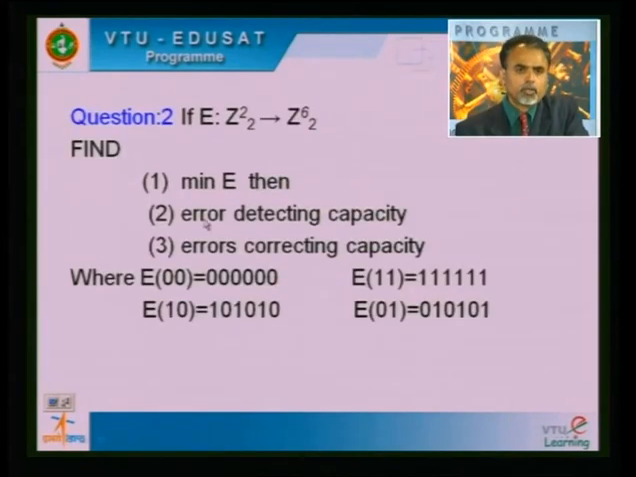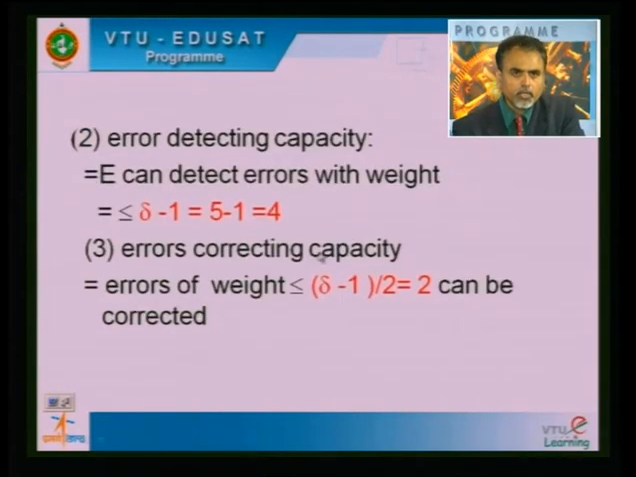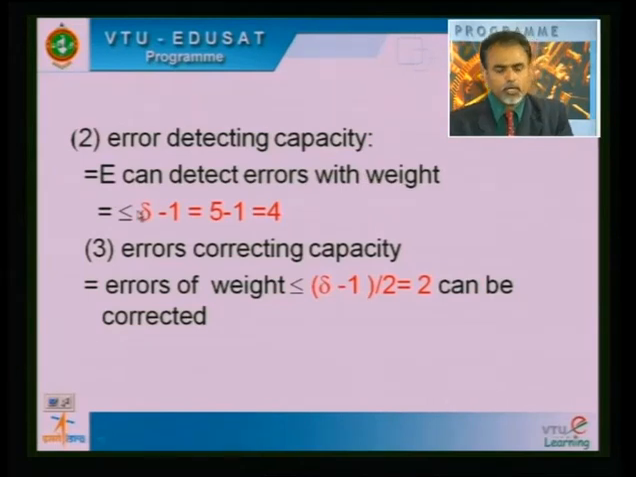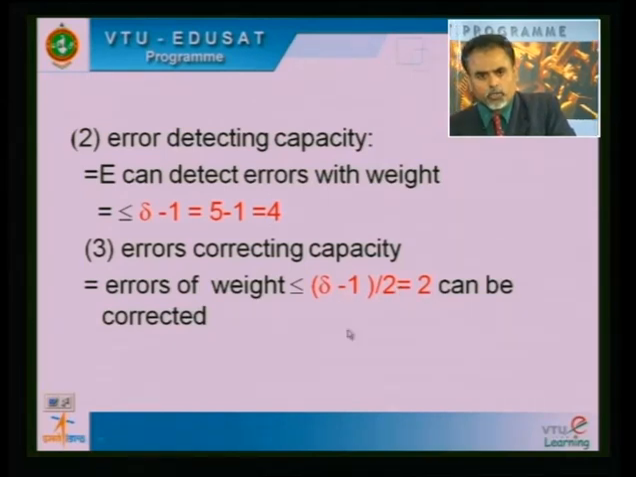Sometimes it is not possible. For example, suppose 2 to 6: what is the minimum distance, what is the error detecting capacity, and what is the error correcting capacity? Suppose these 4 code words are there; out of the 4, we find all possibilities, 6 distances. So 3 is the minimum distance. That is the first answer. Second answer, the error detecting capacity: delta minus 1, 5 minus 1. The error E, where the received word R equals C plus E, should have weight less than or equal to 4, and that can be detected. If it is less than or equal to delta minus 1 by 2, that is 2, it can be corrected also.